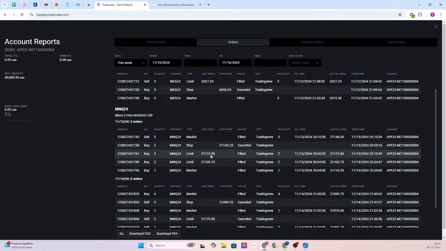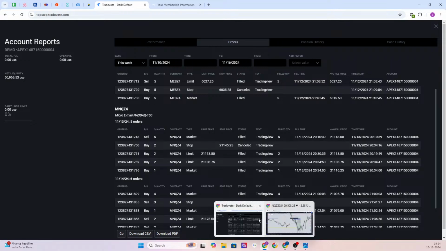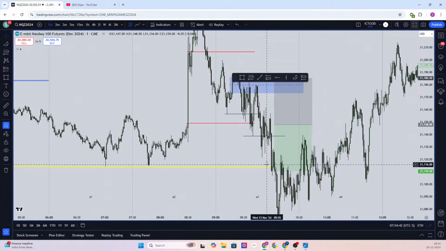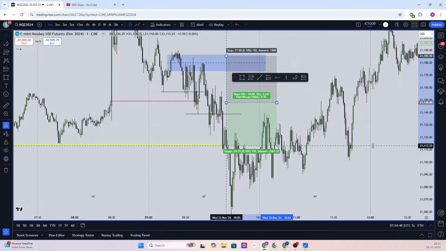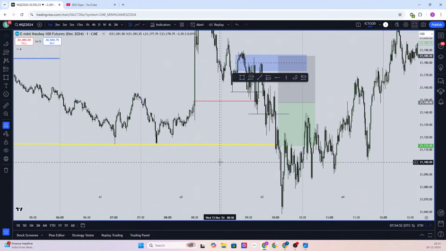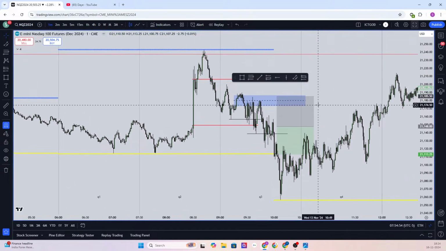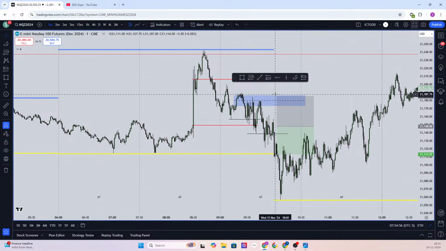Two handles at 1113. So two handles was swept at 1113, somewhere here. It was almost 1 hour, so I just took my SL there. Sorry, took my trade there.